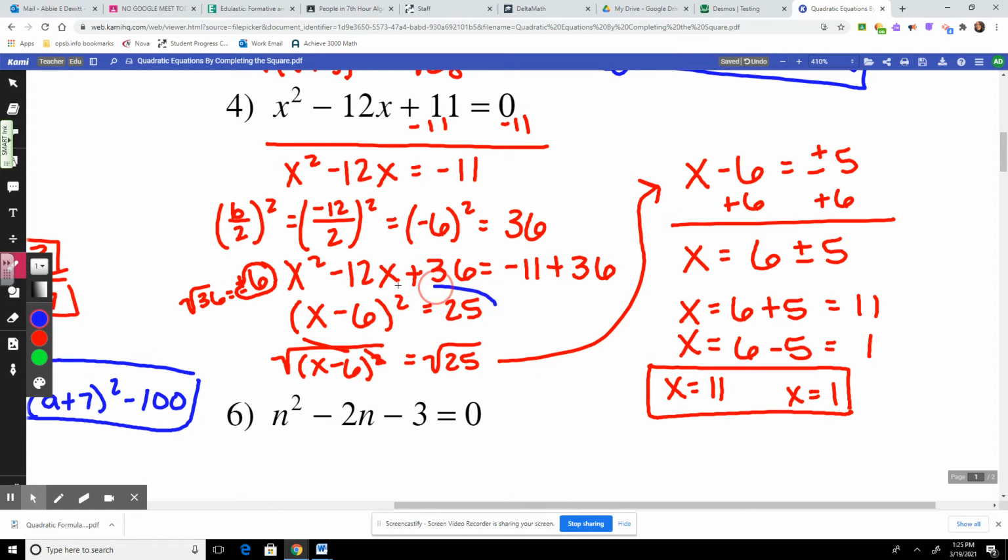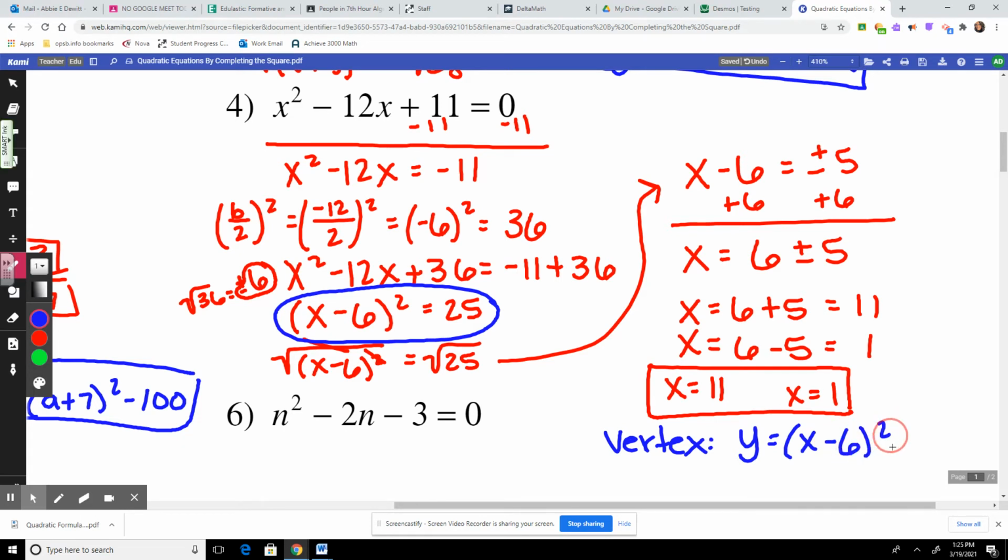Your vertex form, going back here to step 4, your vertex form is y equals x minus 6 squared minus 25. Because remember, I have to subtract 25 from the left side. So that is your vertex form. Kind of wrote over that a little bit.